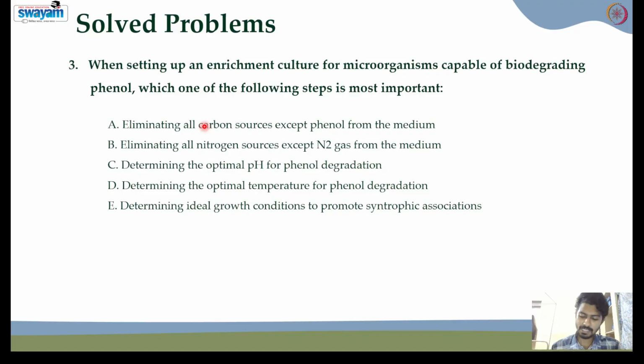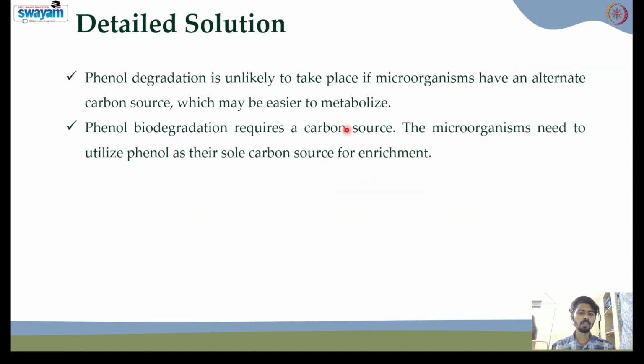So now we will see the answer. Yes, it is correct. Option A is correct, eliminating all carbon source except phenol from the media. So if you see, phenol degradation is unlikely to take place if microorganisms have an alternative carbon source, which may be easier to metabolize. For example, if the microorganism has glucose or sucrose as well as phenol, the microorganism always prefers more easily assimilated substrates like glucose and sucrose rather than phenol.